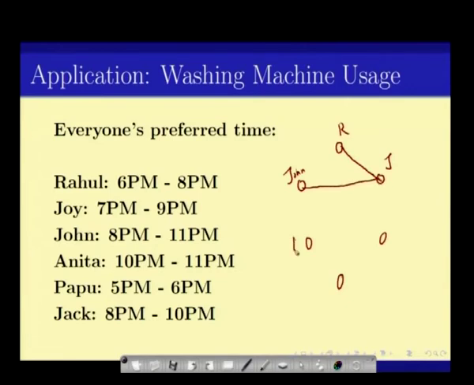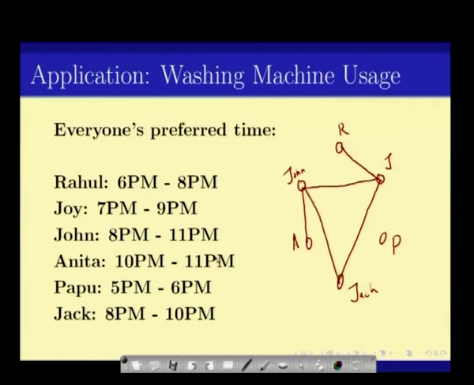And similarly, if this is Anita, Anita doesn't have any clash with Joy or Rahul, but Anita has a clash with John. And say Pappu has no clash with anybody, so no problem. And Jack has a clash not with Rahul, but he has a clash with Joy, and he has a clash with John, but he has no clash with Anita.